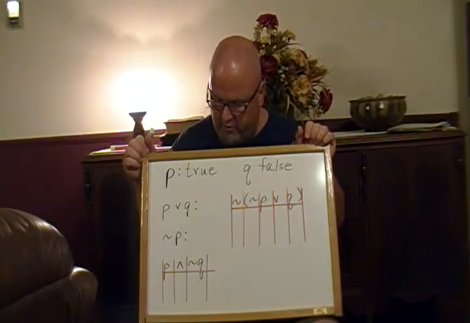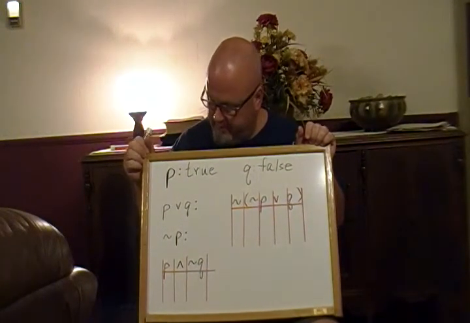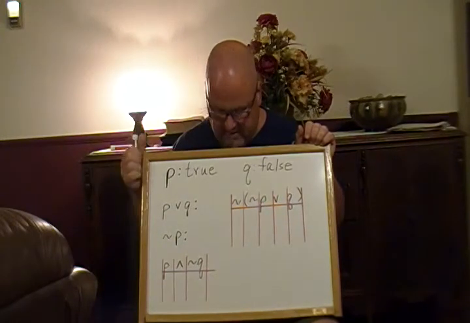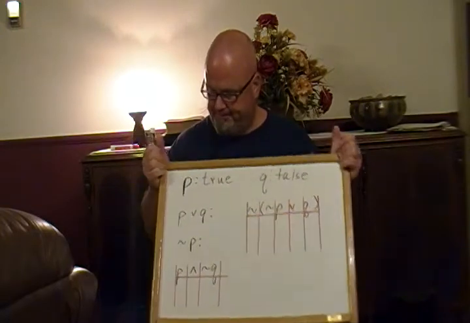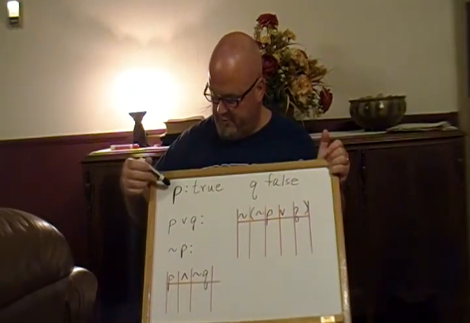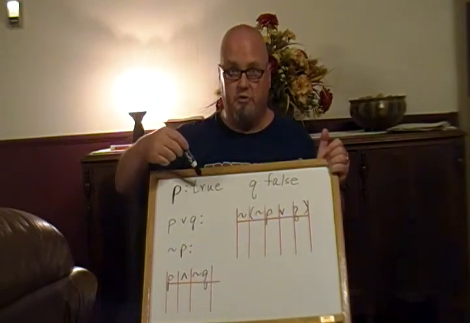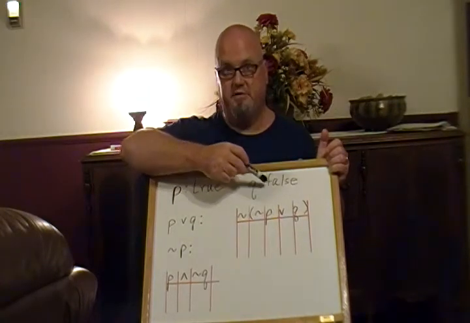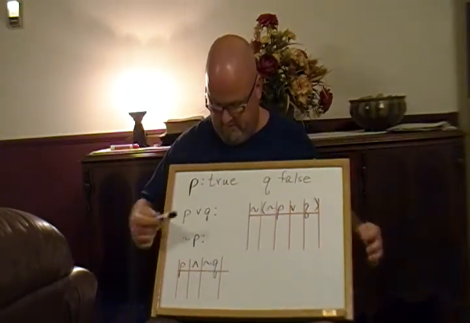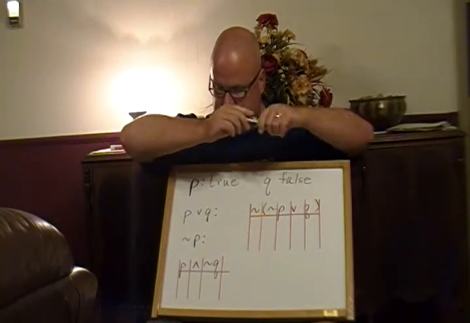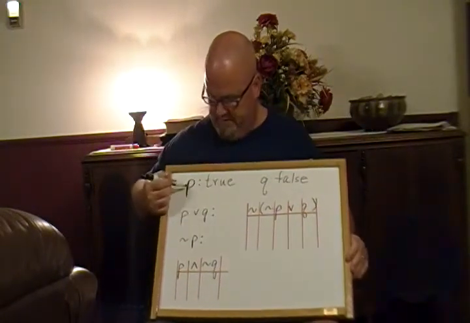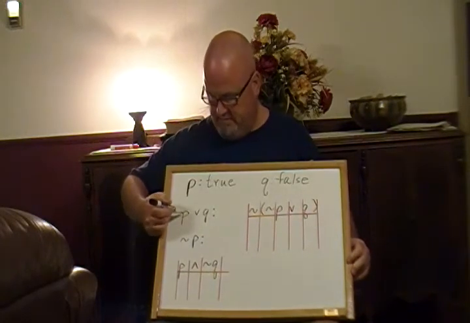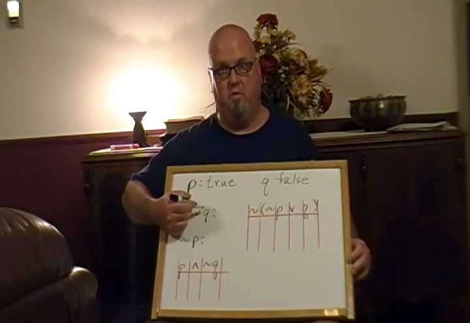Tonight I wanted to show you a simple example of an introduction to truth statements and a couple of simple examples of truth tables. In this particular problem, P is defined as true and Q is defined as false. And we're going to answer the following 4 questions. If P is true and Q is false, then P or Q is what?